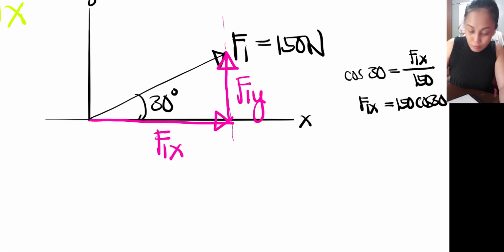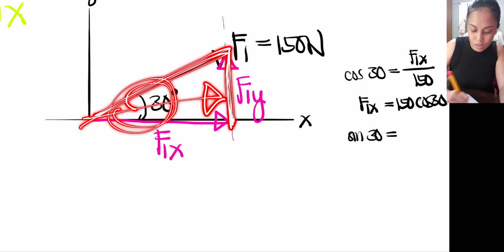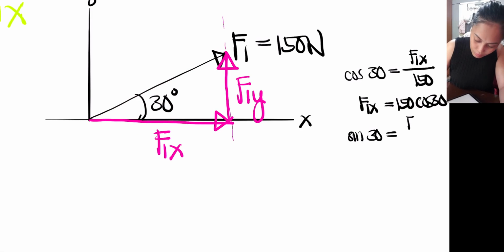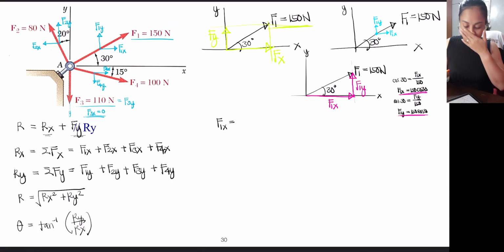How about F1y? So, kung tanaw na ito ang figure again, F1y is opposite the angle. So, may din tag sine of the angle 30. Sine of the angle is opposite side over hypotenuse side. So, F1y over 150, or F1y is equal to 150 sine of 30 degrees.